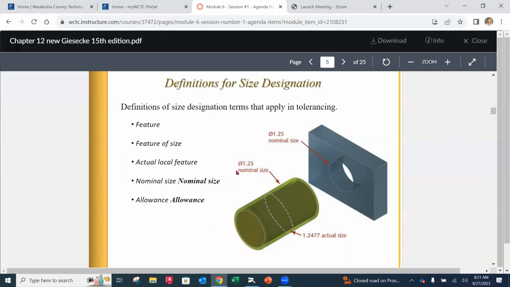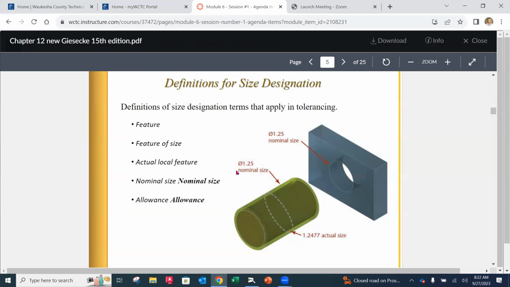So we throw these around a lot, okay? We've heard feature of size, actual, well, maybe not actual local feature, but you've heard me say nominal size quite a bit, okay? And then we also are going to have allowance here. So nominal size, let's identify that first and foremost. Nominal size is, it's kind of like, I'm not going to say it's always the middle, but it's usually the middle dimension. So for instance, if we're in the English system, nominal sizes are going to be those nice fractional increment numbers. So for instance, 16ths, 32nds of an inch.